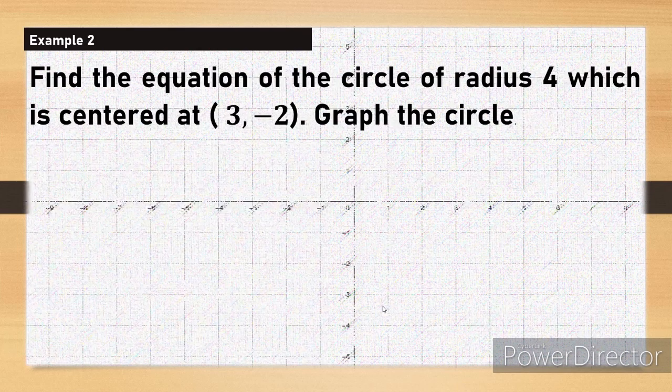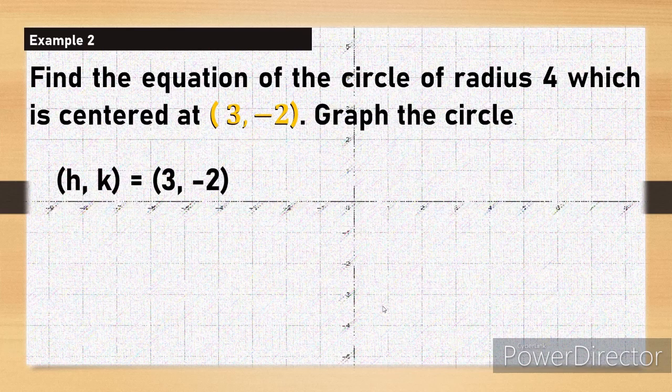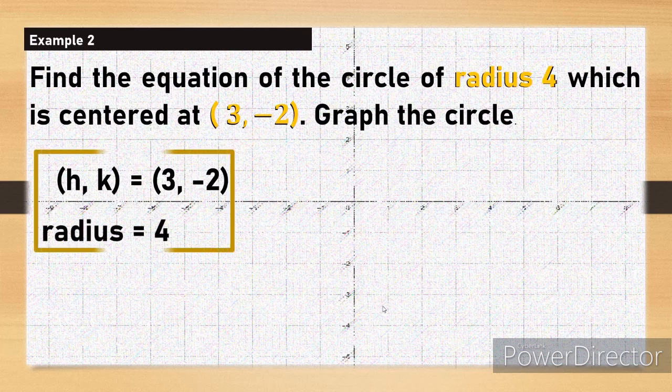Okay. Next, I have another example. Find the equation of the circle of radius 4 which is centered at 3, negative 2. Graph the circle. In this problem, we have the center at 3, negative 2. So, we have the values of h and k, which are 3 and negative 2, and the radius 4 is also given. So, we have the center and the radius. We can easily find the equation of the circle.